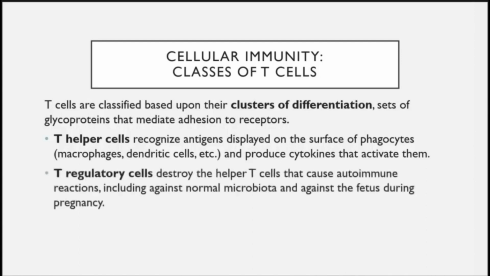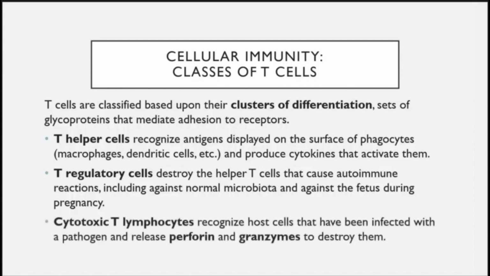This doesn't always go well, so we also have something called T regulatory cells. And they destroy the helper T cells that cause autoimmune reactions, including against normal microbiota and against the fetus during pregnancy. Cytotoxic T lymphocytes recognize host cells that have been infected with a pathogen, and they release perforin and granzymes to help destroy them.